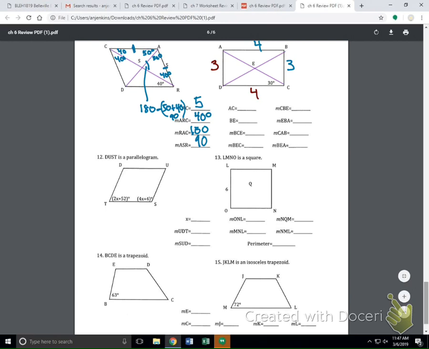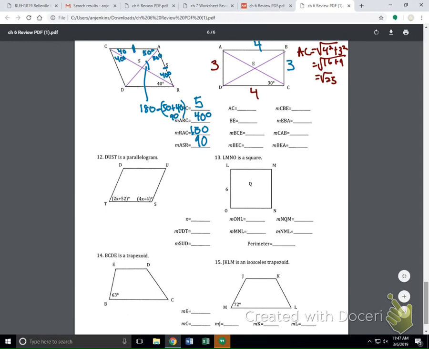You have one leg as a 4 and one leg as a 3. How do I find my hypotenuse? We did a problem like this. How do we find our hypotenuse? Pythagorean Theorem. So you're going to find AC because it is the square root of 4 squared plus 3 squared, which is 16 plus 9. What is the square root of 16 plus 9?